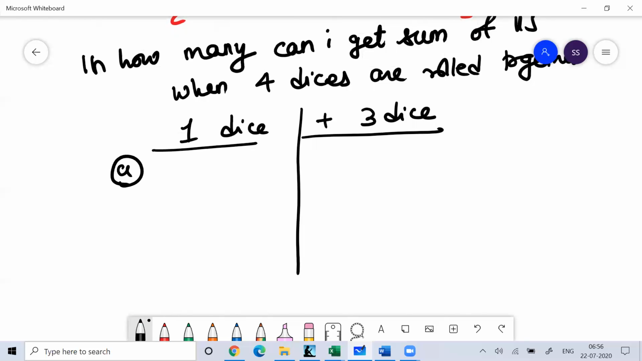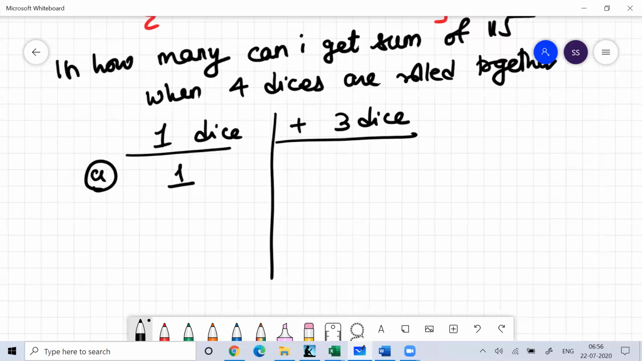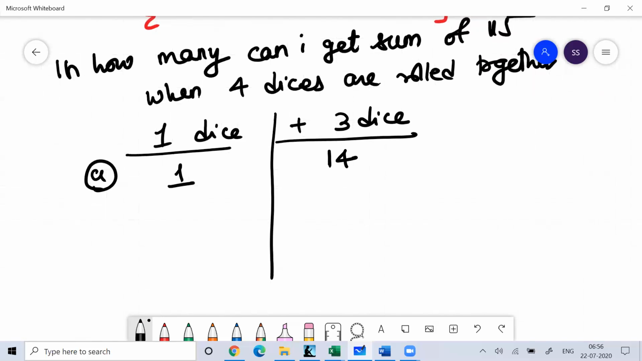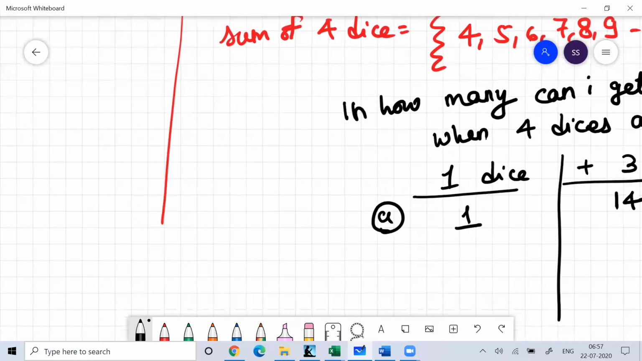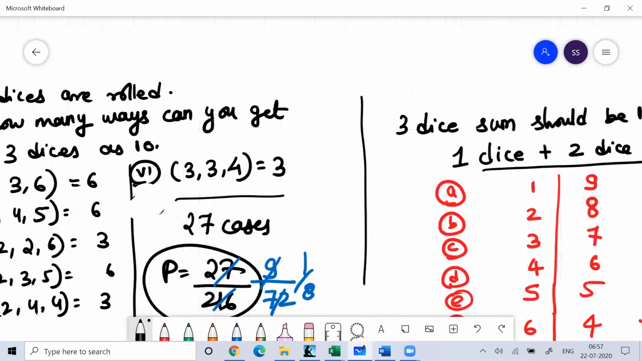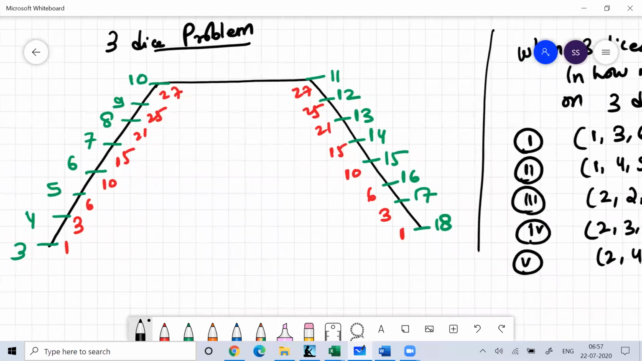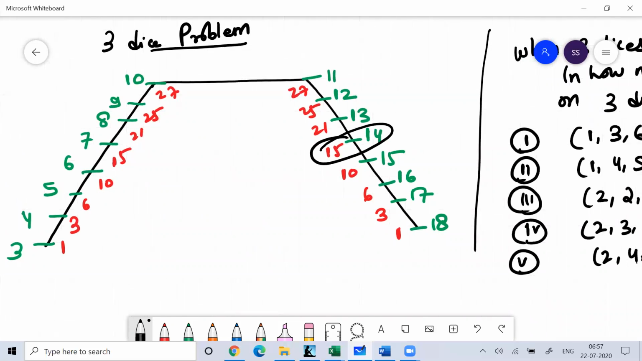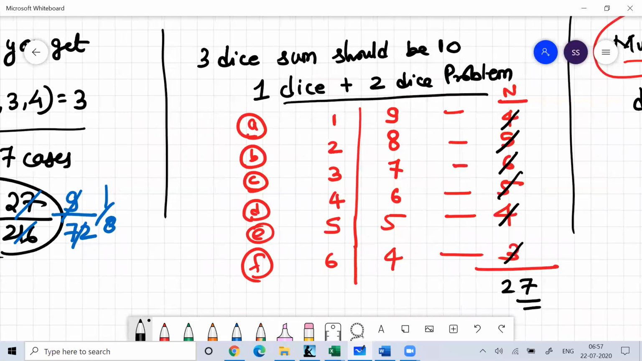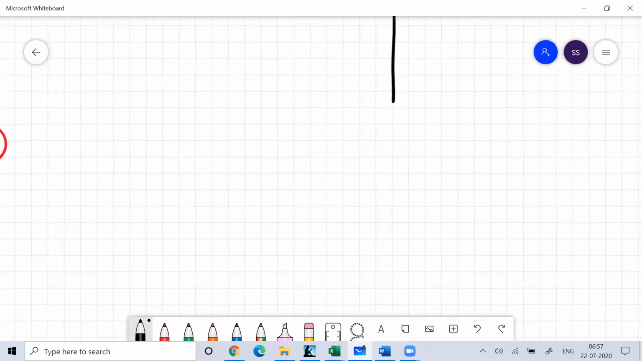Here if I take a value 1 on one dice, I want sum 15, so on three dice I want the sum to be 14. The number of ways this is possible: for the sum 14 on three dice, it would be 15 ways. You can see that in the shortcut table I've drawn. So you can remember that. If you remember, then your work will be done.